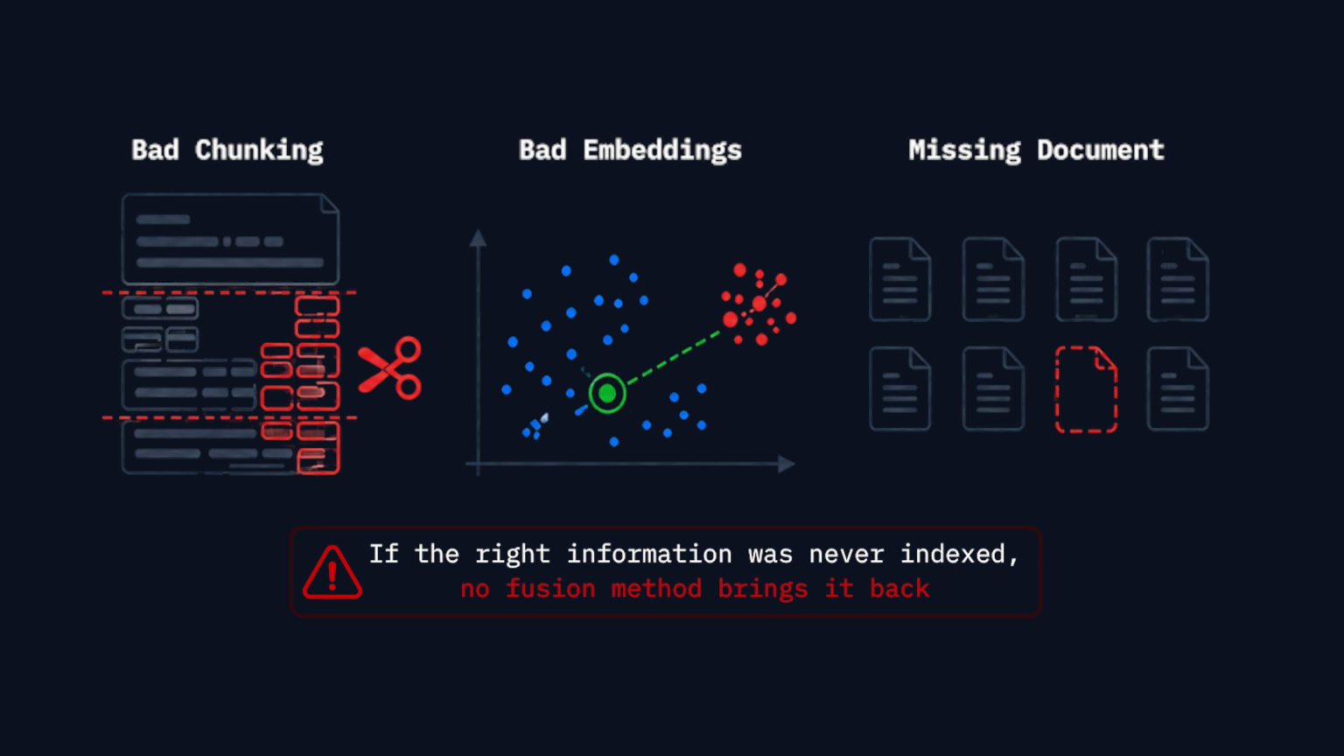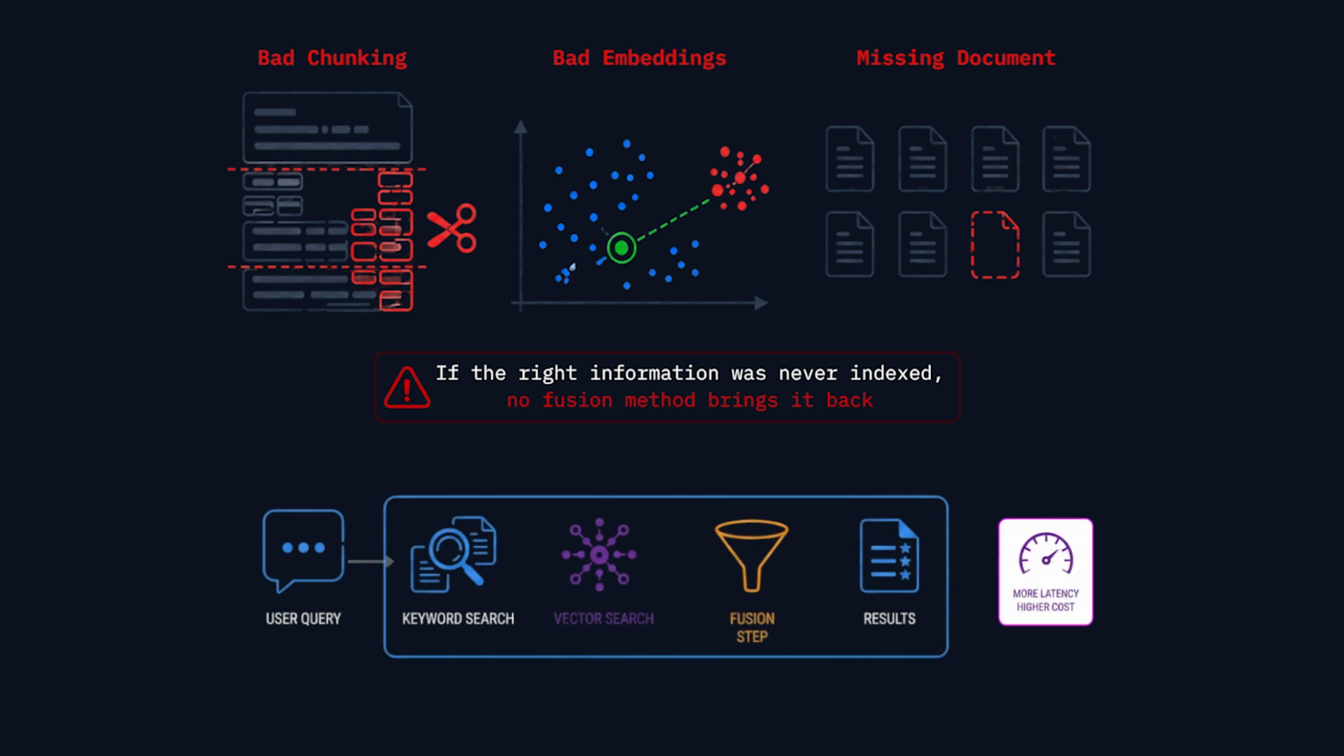And it's not free, right? Now you're running two retrieval systems and a fusion step on every query, which adds latency and infrastructure cost compared to picking just one. So hybrid search is a deliberate trade-off. More retrieval coverage in exchange for more moving parts.